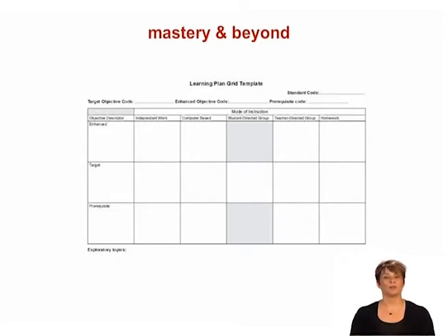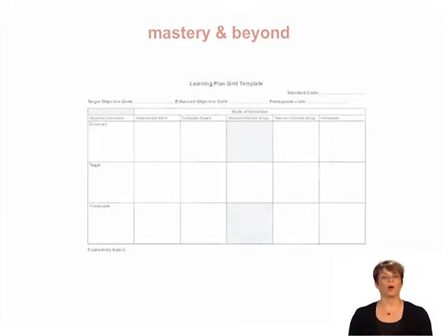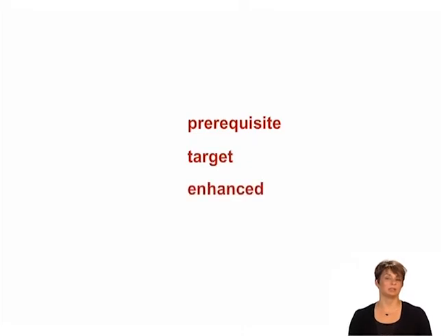But what do you do if the pretest reveals that some students aren't ready to tackle the target objective? Or what if some students are already demonstrating mastery of the target objective? In these cases, we level the target objective into prerequisite objectives, target objectives, or enhanced objectives. Leveled objectives are variations of the target objective and very much aligned to the target objective.